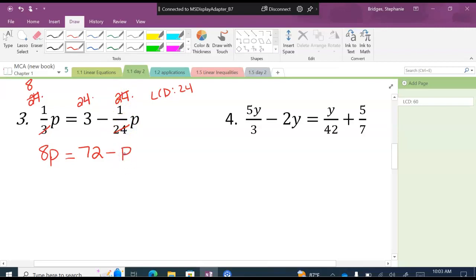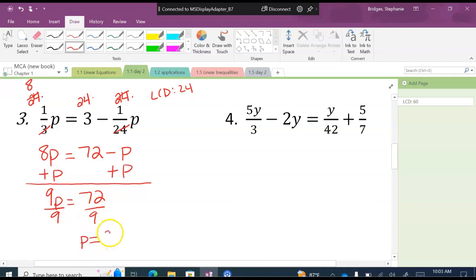Okay, so we end up with 8p equals 72 minus p, or minus 1p if you want to put a 1 in front of it. Does that look good? All right, and then we're going to take and we're going to add p to the other side to get my terms together. That gives me 9p equals 72. And so therefore p is going to equal 8. So far so good.